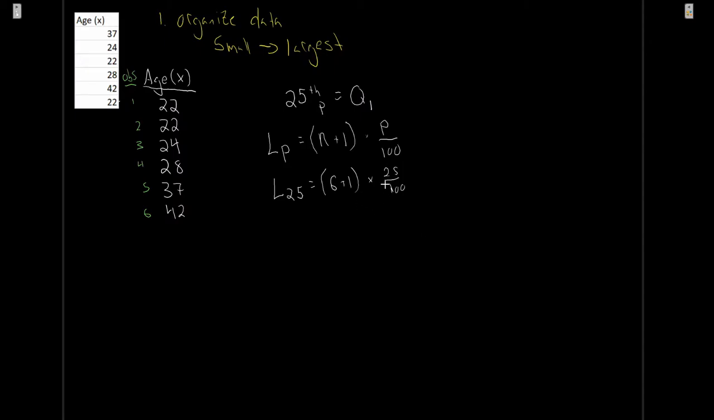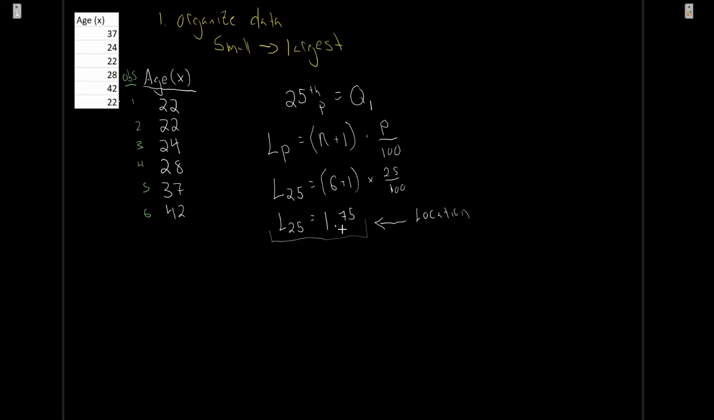So what's that going to be? That's going to be 7 times 0.25. That's going to give me a location of my 25th percentile as 1.75. Okay, so we have this value here. Keep in mind what this is: a location. This is not a percentile. This is where we would look to find our percentile, right? This has just given us a location. And I really emphasize that, because often I'll say, hey, what's the 25th percentile? And I'll get this location of the 25th percentile appearing as the answer. And that's incorrect.